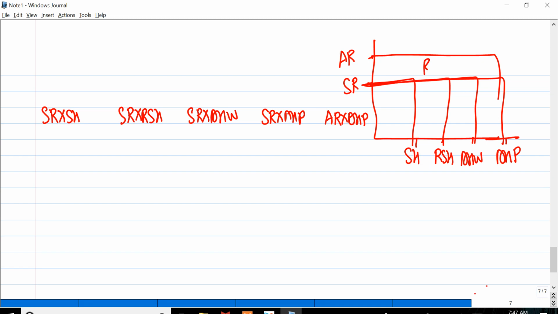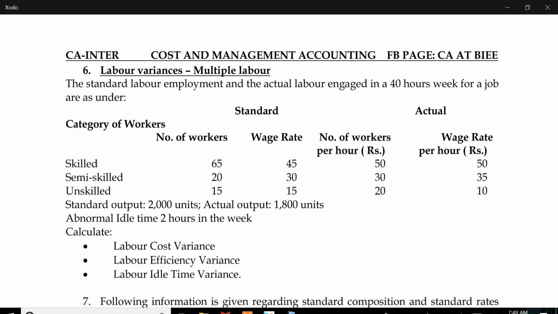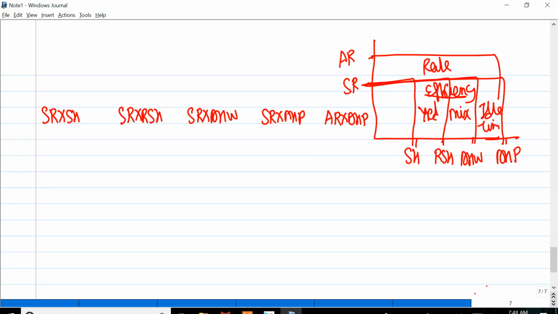This used to be rate, yield, mix, idle time. The question has not asked for all variances, but we'll do everything. The question has asked only for a few variances. They've asked for efficiency, cost and idle time, but we'll end up doing yield, mix, rate, everything. Let's do it.